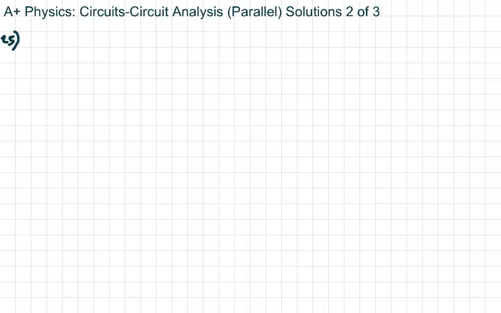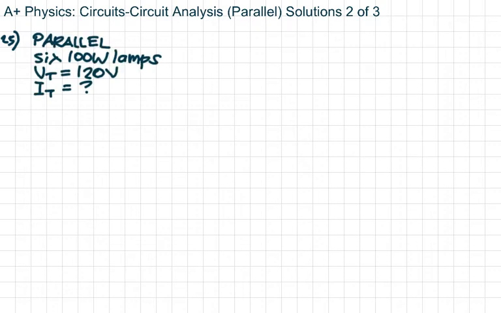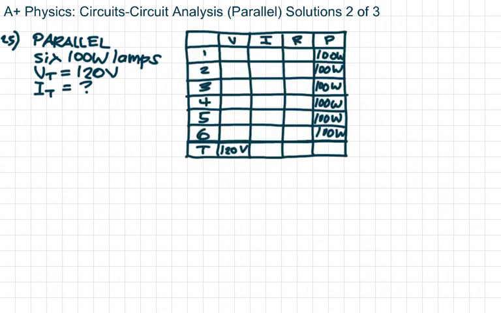Okay, we begin with number 25. It says in the problem that it's a parallel circuit. So we have 6 100-watt lamps in parallel. The total voltage is 10 volts, and it wants to know what is the total current. We don't have to do this problem with a chart, but in order to show you the way you would solve this, I think it's easier if the chart is there. So let's make one.